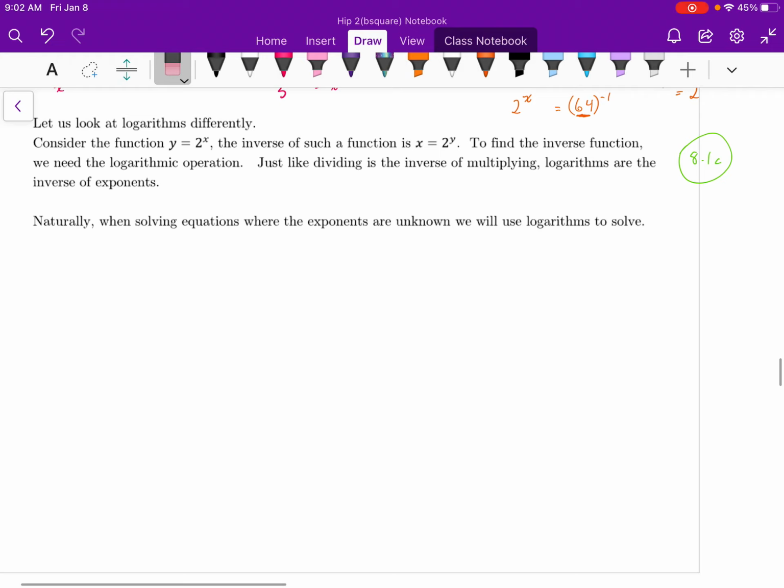All right, so in this lesson, I'm going to rough things up a bit. Content's going to get maybe a little bit more difficult, but if you stick with it, we can work through it. So let us look at logarithms differently.